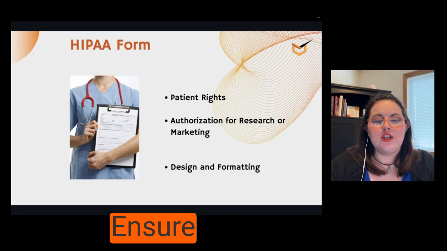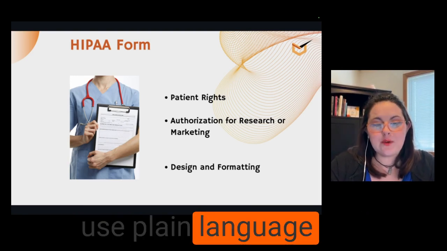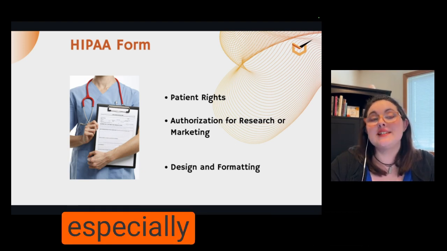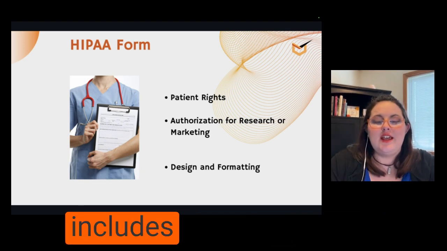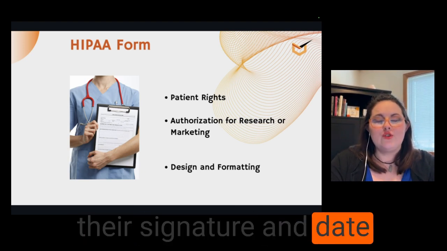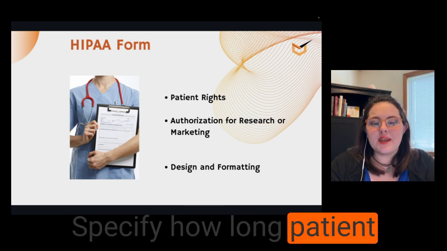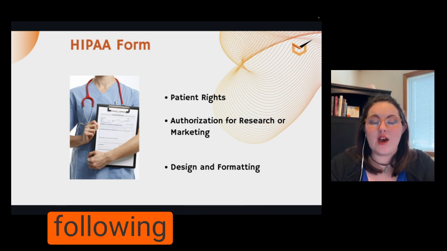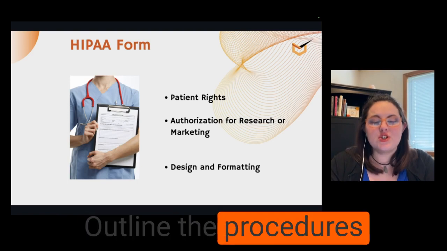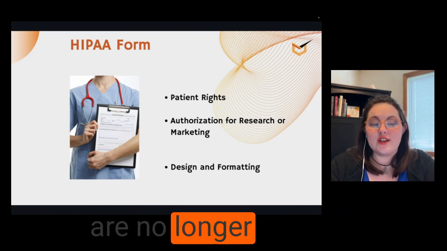Design and formatting. Ensure the form is easy to read with clear headings and sections. Use plain language and avoid technical jargon, especially medical jargon. Include sufficient space for patients to provide their signature and date. Retention and disposal. Specify how long patient information will be retained following HIPAA guidelines. Outline the procedures for securely disposing of patient records when they are no longer needed.